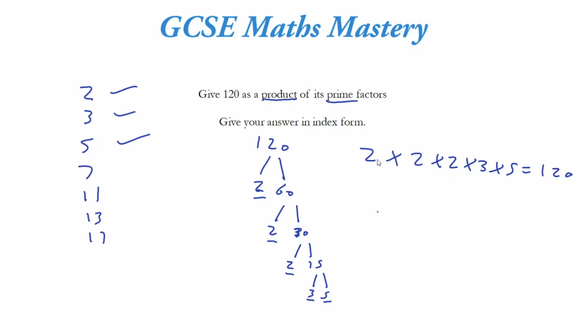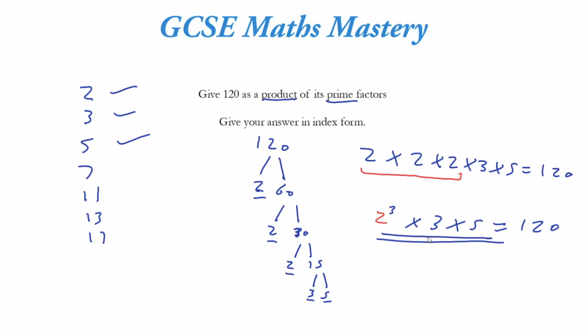So we've got 2 times 2 times 2, which is going to be 2 to the power of 3. We write this as 2 to the power of 3. Okay, this does not mean 2 times 3, it means 2 times 2 times 2. Times by, we've got 3 and 5, which is just going to be 3 times 5, which is 120. And this is your final answer of how you give 120 as a product of its prime factors in index form. Okay, and this will be worth about 2-3 marks in the exam.